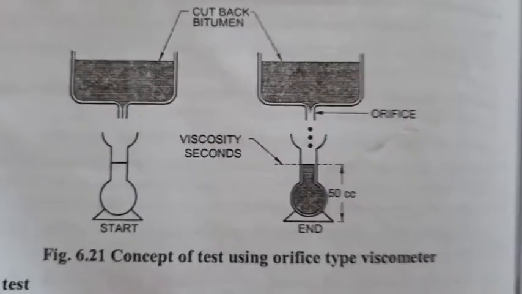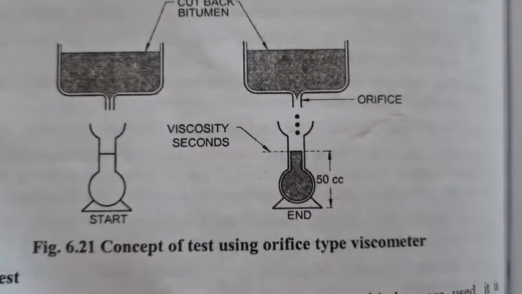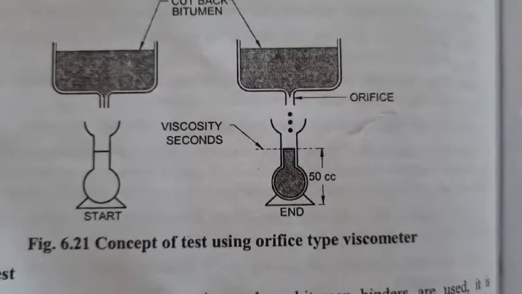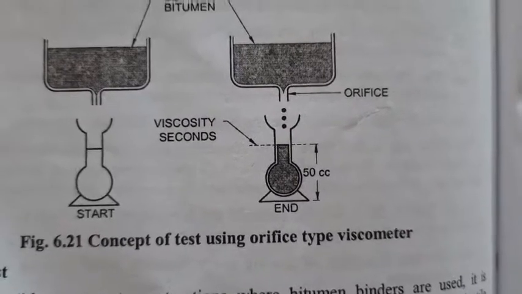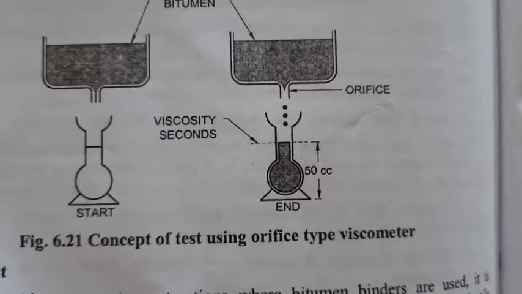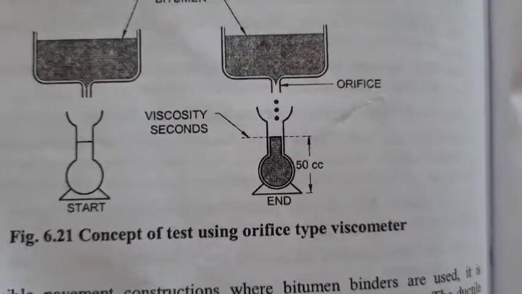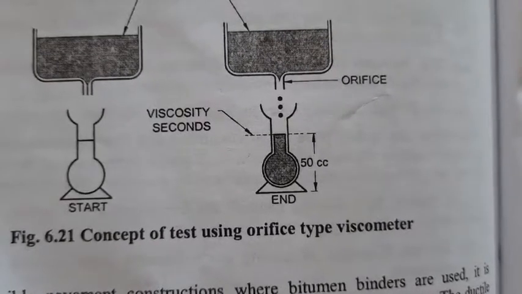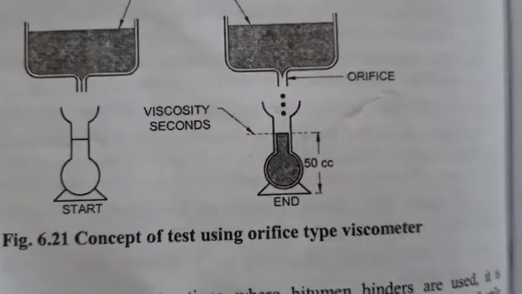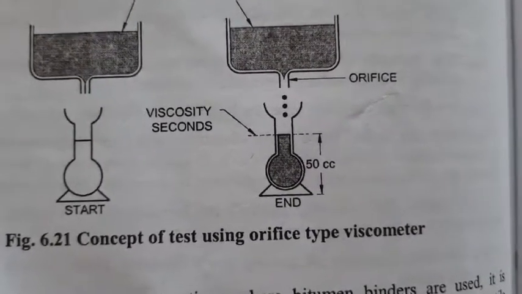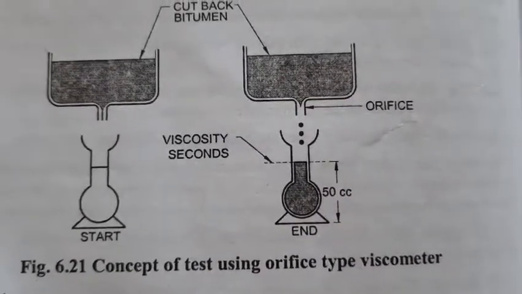In a sense, if it takes only 10 seconds to fill the 50 cc beaker, and another sample takes 20 seconds, then what is the difference you find? The first sample is softer in nature, and the second is harder in nature. So this test is also used to find the grades of the bitumen, which we call the viscosity grade. In penetration also we find the classification of the bitumen, and in the viscosity test we find the viscosity grade.